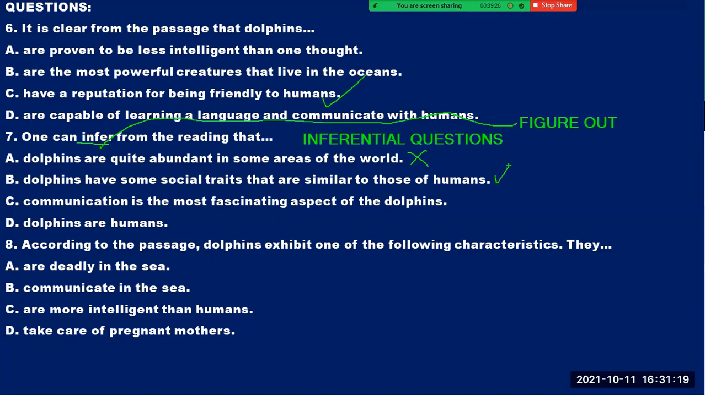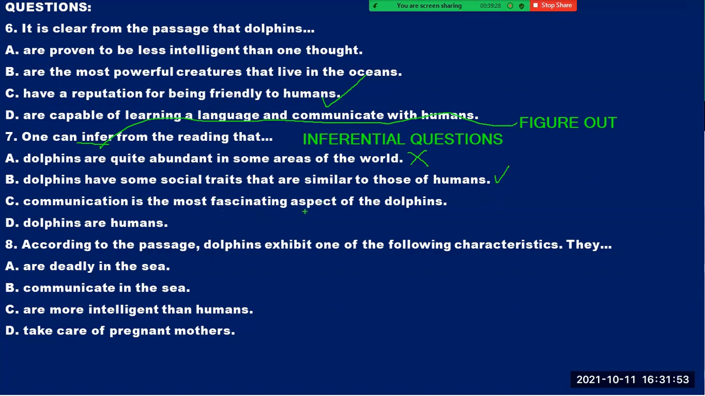Dolphins have some social traits that are similar to those of humans. Yes, didn't we see it? They take care of their sick, other sick dolphins, as human beings do. They also take care of pregnant dolphins. So they do all these things, and they cater for the weak. And they are friendly also, helping the sailors. So they have social traits that are similar to those of humans. Of course, we already have that clear evidence from the passage.